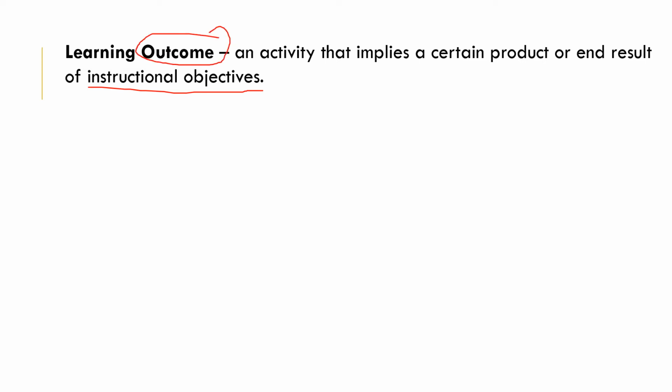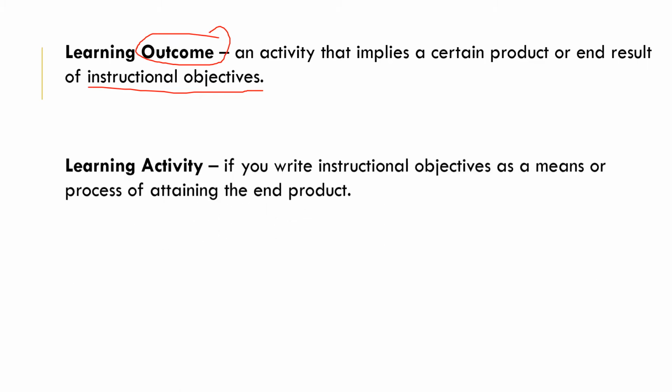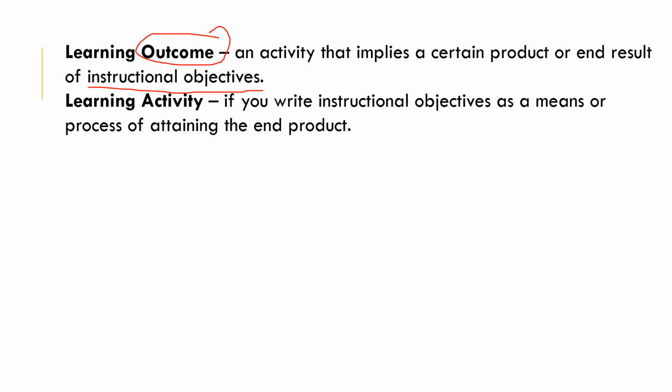Outcome. Okay. If you write instructional objectives as a means or a process of attaining the end product, it is considered as learning activity. Okay. Hence, revise it so that the product of the activity is stated. So, ang learning activity natin, if you write instructional objectives as a means for or process of attaining the end product, we call it learning activity. So it's not a learning outcome anymore.